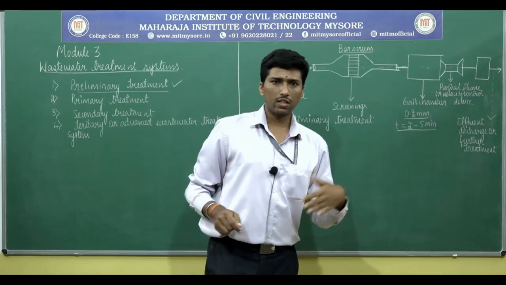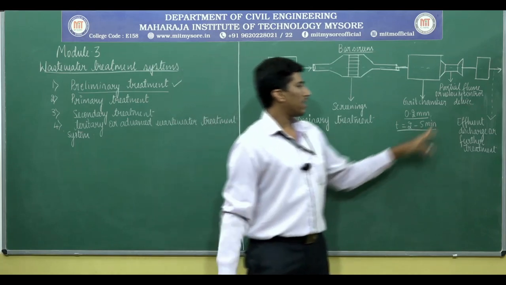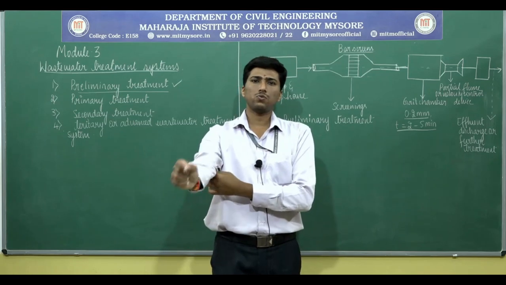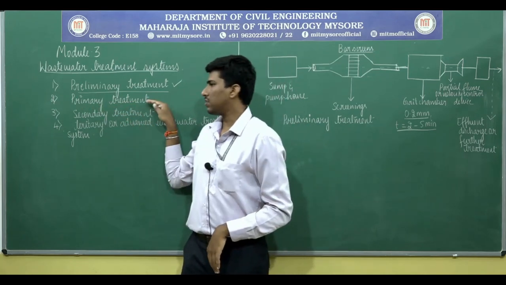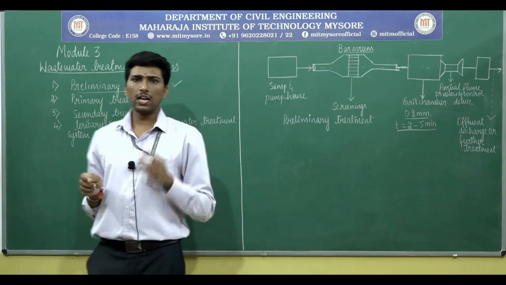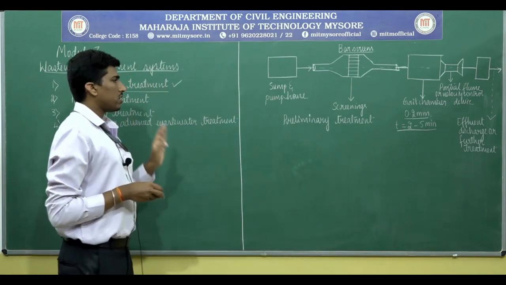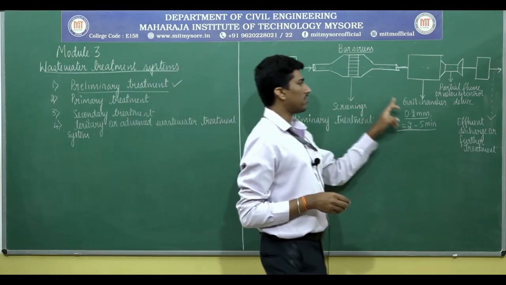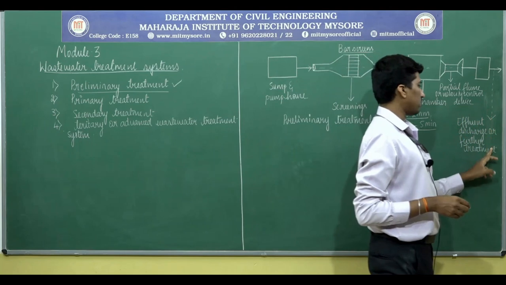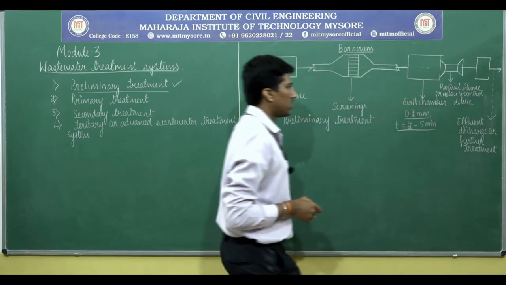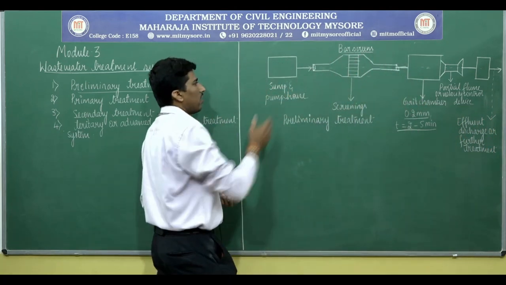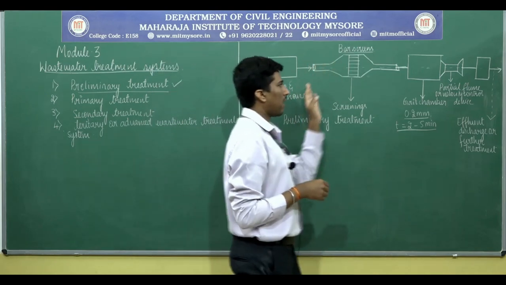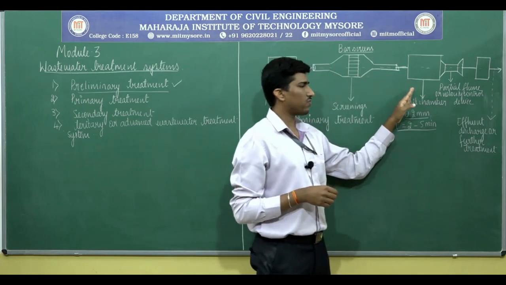If it is not required, then it is let off. Or else, if any treatment is given, it is subjected to the next stage, which we call primary treatment. Once again, I am explaining: the preliminary treatment system consists of a sump as well as a pump house, followed by screening, grit chamber, as well as velocity control devices, and then the effluent is discharged or sent for further treatment. Mainly, larger floating particles are trapped there, allowing only the coarser particles as well as finer particles to pass.